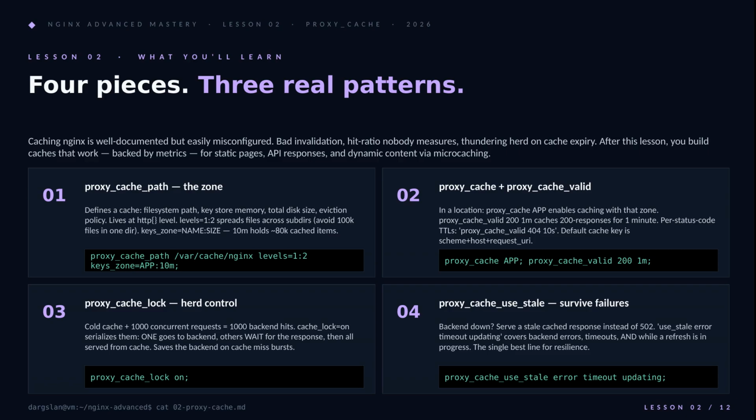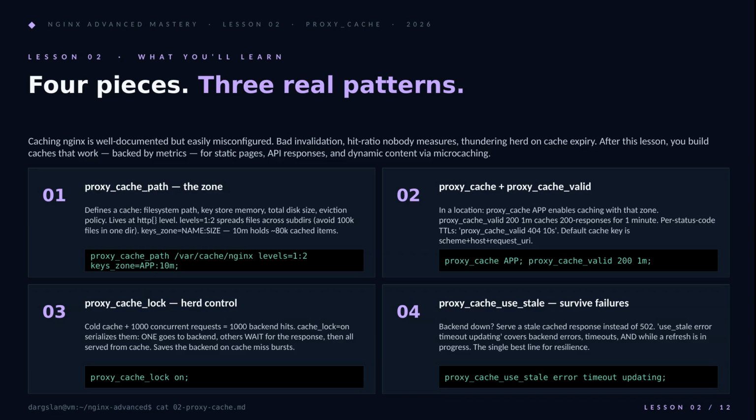First, proxy_cache_path, declared at the HTTP level, defines the zone, where files live on disk, how they're sharded with levels, that's 1:2, and how much key memory you allocate, where 10 megabytes buys you roughly 80,000 cached items. Second, proxy_cache and proxy_cache_valid activate that zone inside a location and set per status code TTLs.